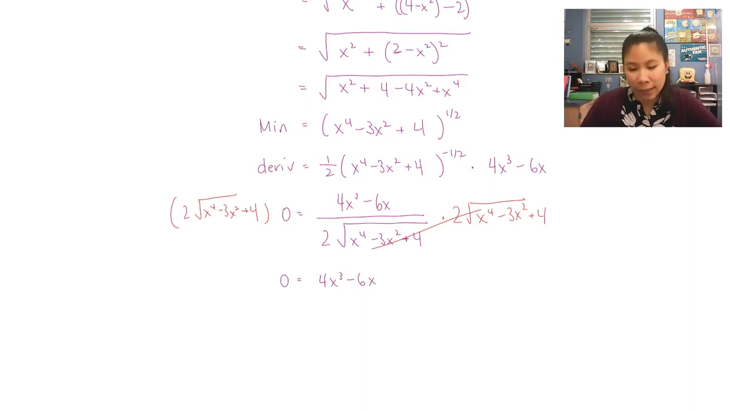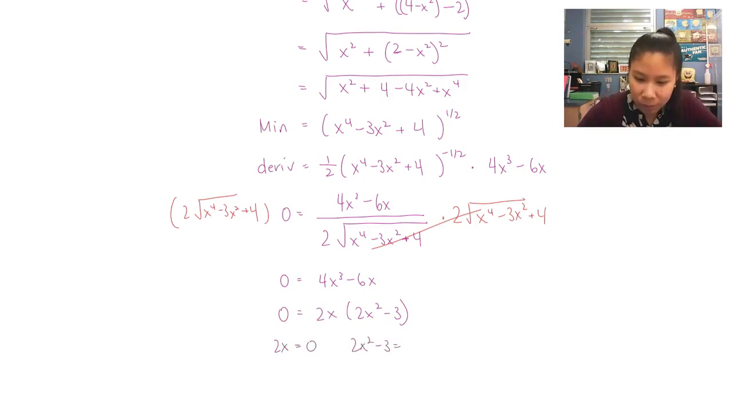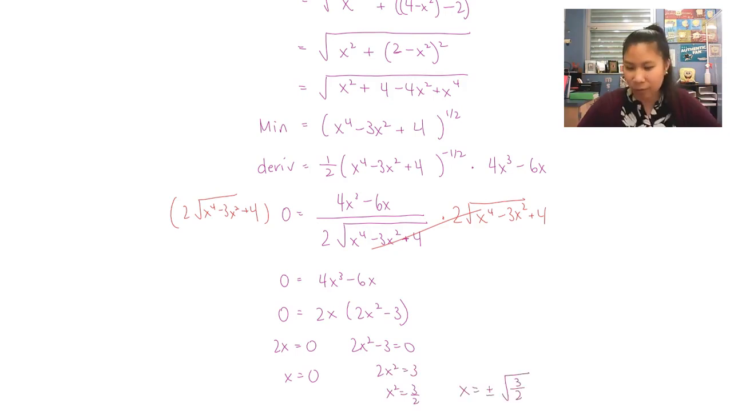And so solving for x, I can factor. I can factor out a 2x, so that'll give me 2x squared minus 3. And then set each of my factors equal to 0 to solve for x. So one of my critical values is that x is 0. And then plus or minus the square root of 3 over 2. Okay.